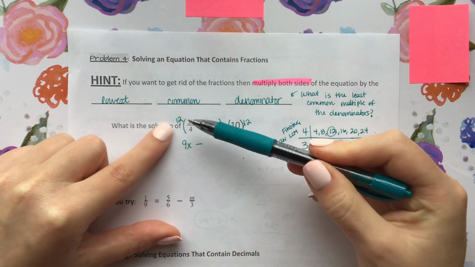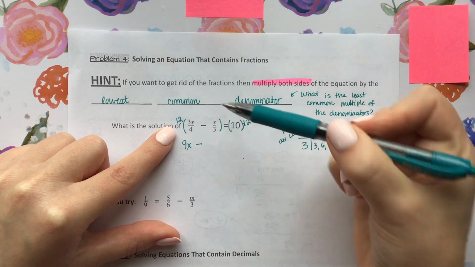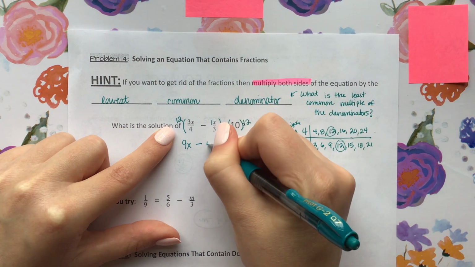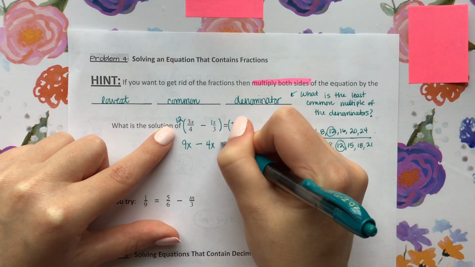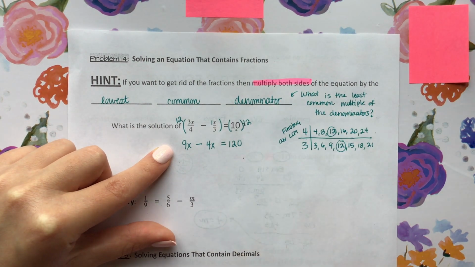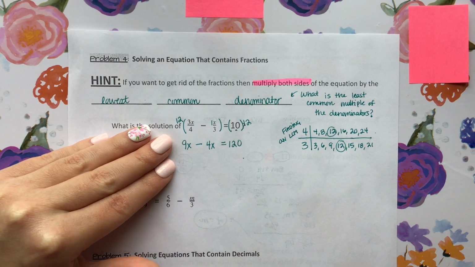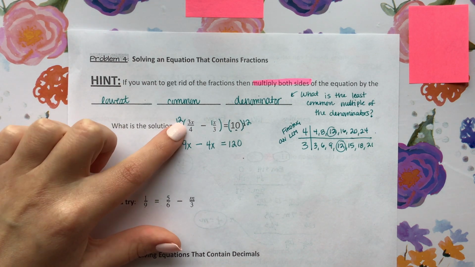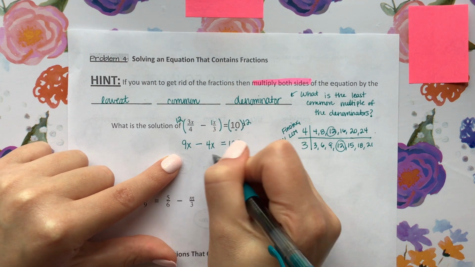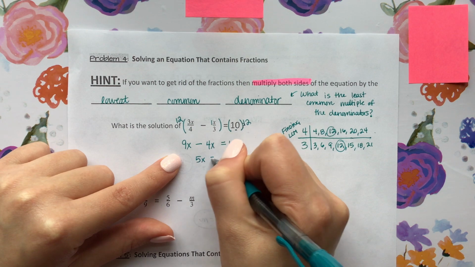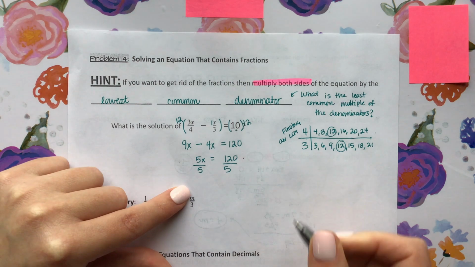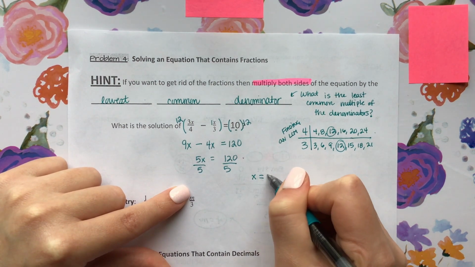Carry down my minus sign. 12 times, remember there's an invisible 1 here, so you can say 12 times 1 divided by 3, which is 4x, is equal to, then I have 10 times 12, which is 120. Okay, now this is a much simpler looking example for us. Instead of having all these fractions, I just have 9x minus 4x now. So I have 9 minus 4, which is 5x, is equal to 120. Divide by 5 on both sides, and I'm going to have x is equal to 24.